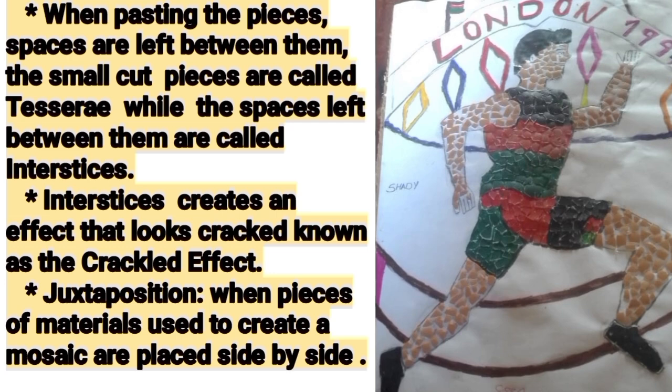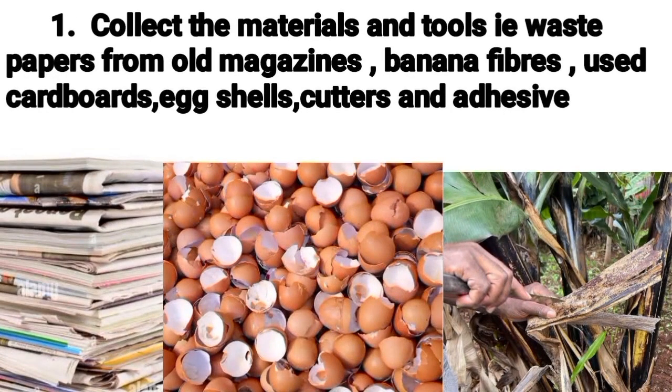First, collect the materials and tools you need. These materials or tools can be waste papers from old magazines. It can be banana fiber. You can use used cardboards, cutters and adhesives, or also you can use eggshell. Eggshell is a very good material that when you use it, you will come up with a very good artwork.